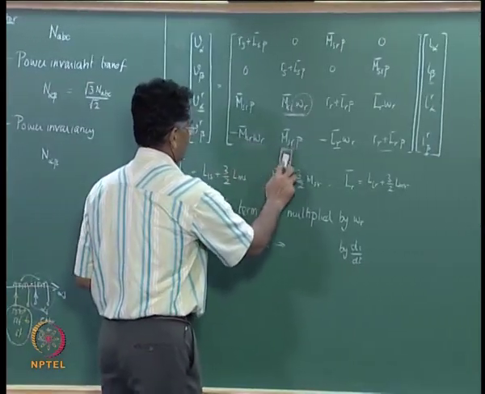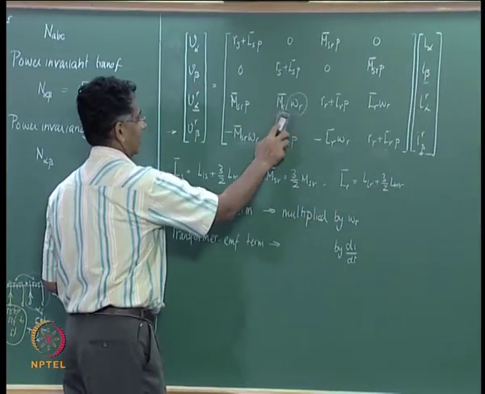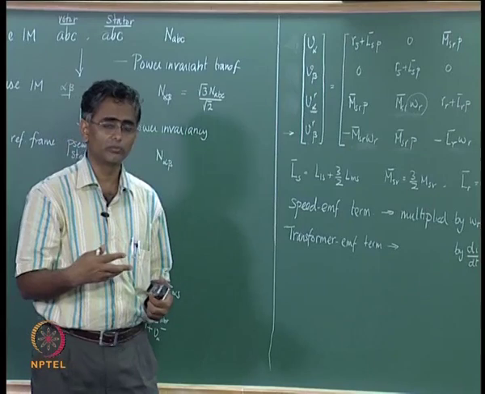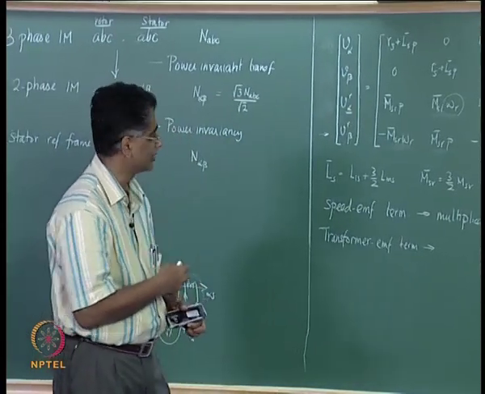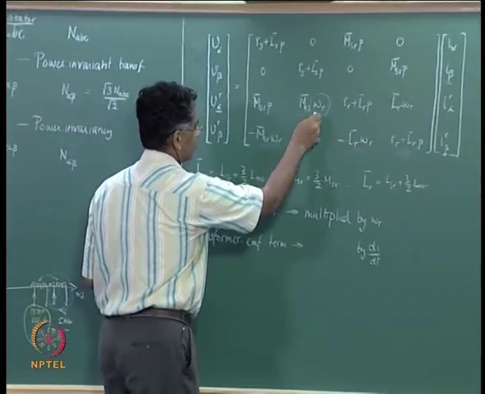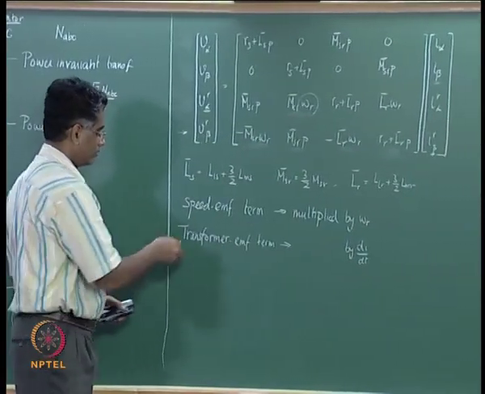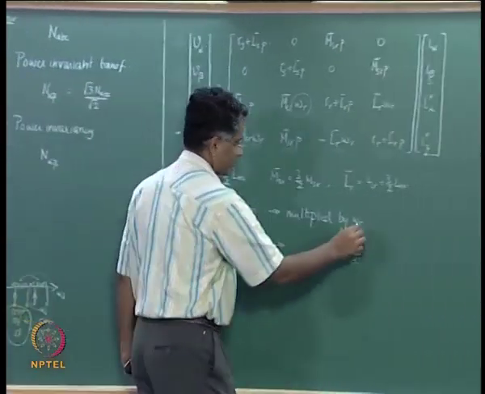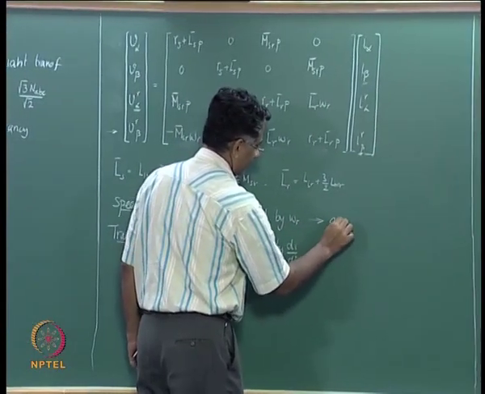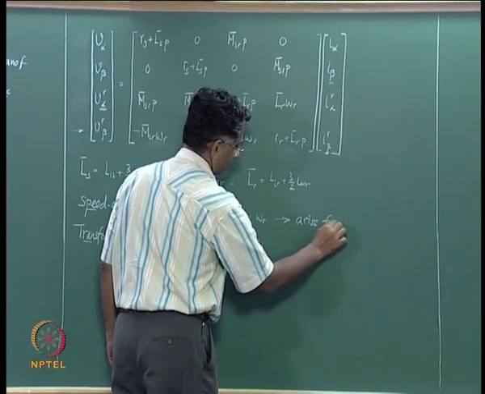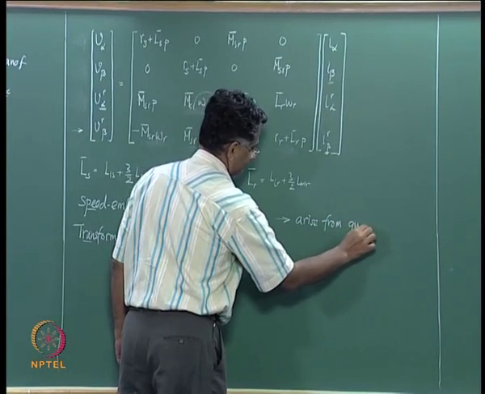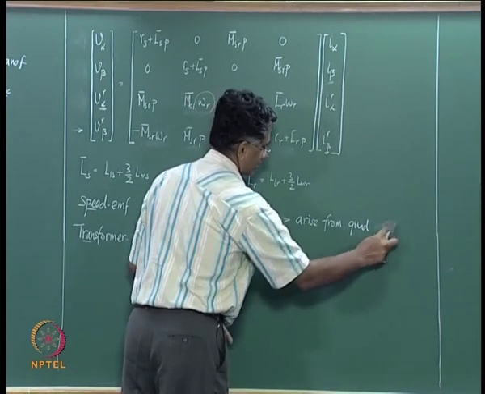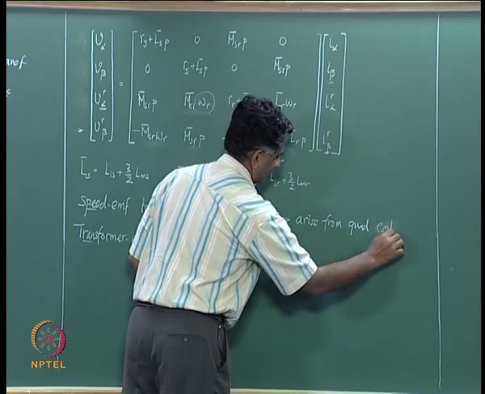So what we find from this is that transformation to the stationary reference frame brings about new terms in the impedance description which arise due to speed that is there. So you now have speed EMF terms and transformer EMF terms. We find further that the speed EMF terms arise from quadrature excitations or quadrature currents or quadrature coils.